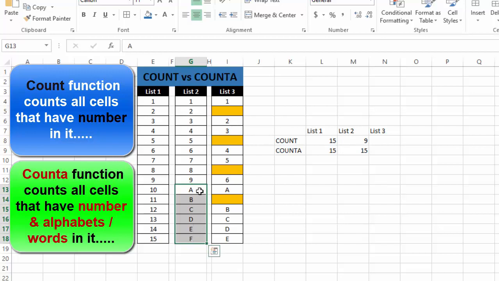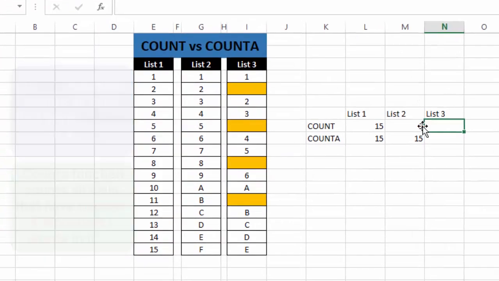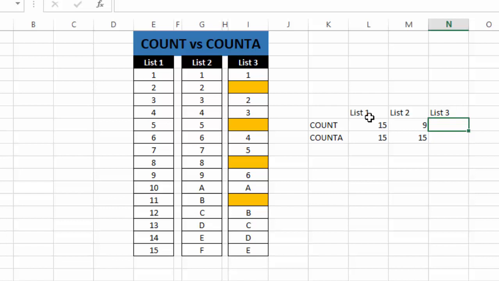But the COUNTA function, as we said, counts cells that have numbers as well as alphabets. So it will show us all these cells that have numbers as well as alphabets. So this is clear. Let's move toward list 3.